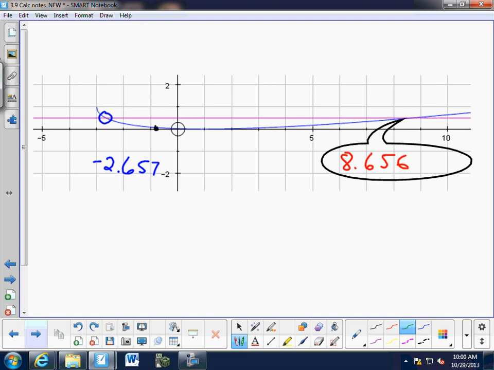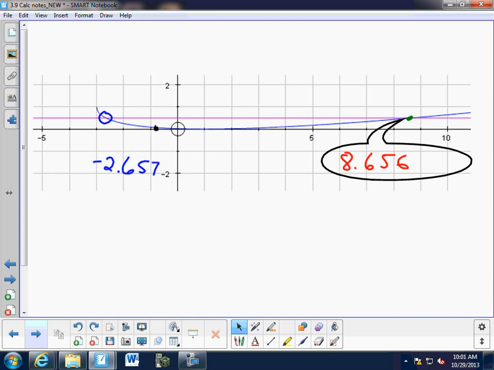All I did to find these was do an intersection on the calculator, find where those two graphs cross each other. So now I know, as long as I pick a number between negative 2.657 and 8.656, the linearization will be accurate to within 0.5.